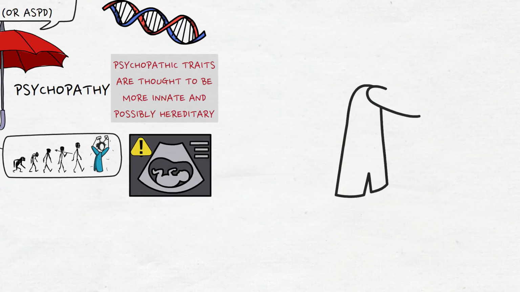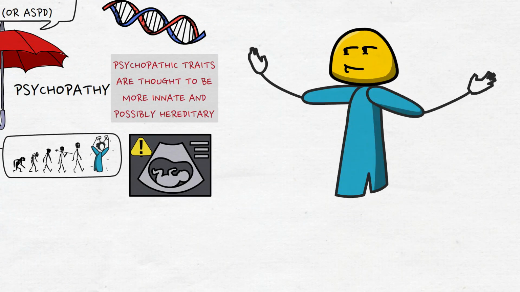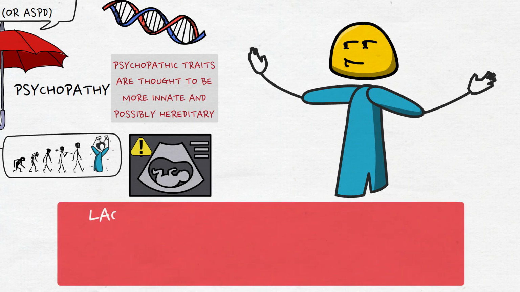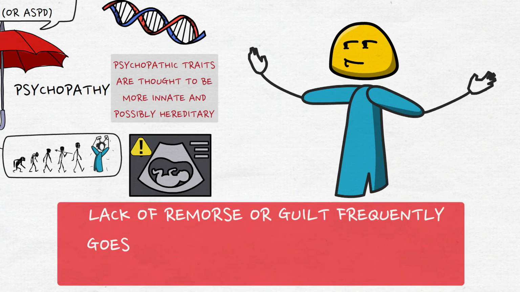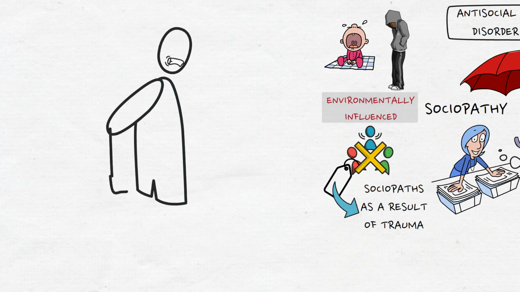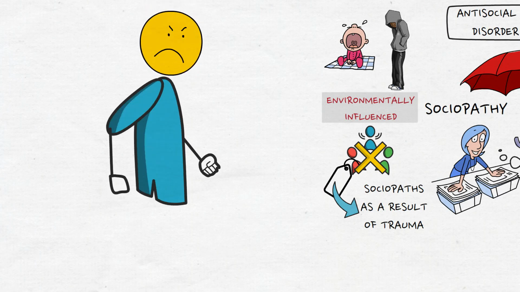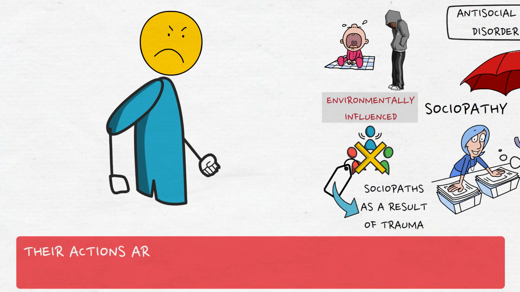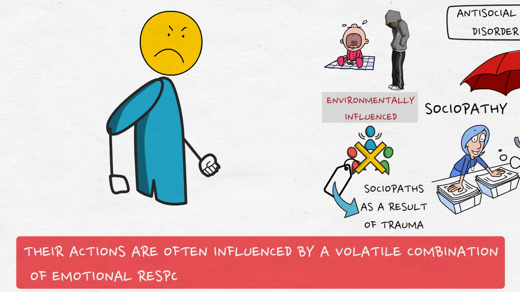A charming and calculated demeanor is a common trait of psychopaths, which can be seen in their behavioral landscape. Lack of remorse or guilt frequently goes hand in hand with their capacity to manipulate and deceive others. A more impulsive and erratic pattern of behavior may be displayed by sociopaths. On the other hand, their actions are often influenced by a volatile combination of emotional responses and a disregard for societal norms.